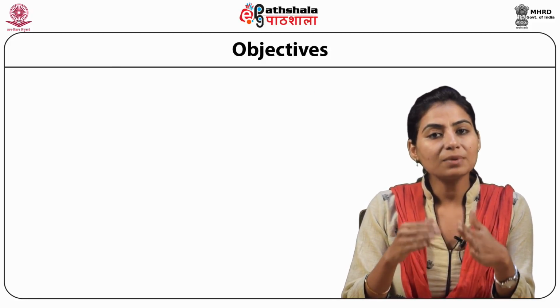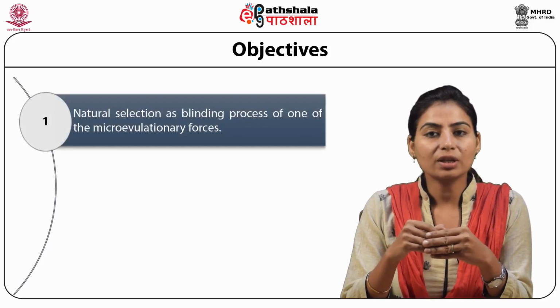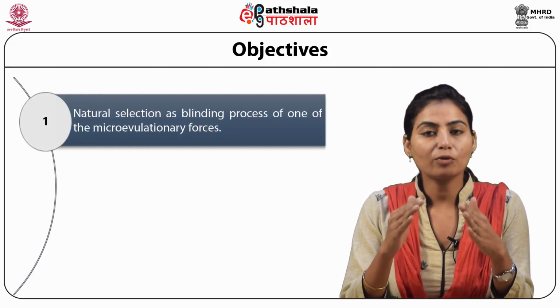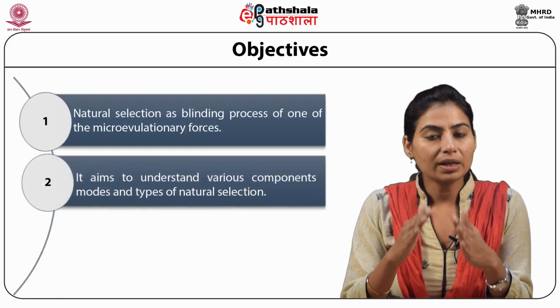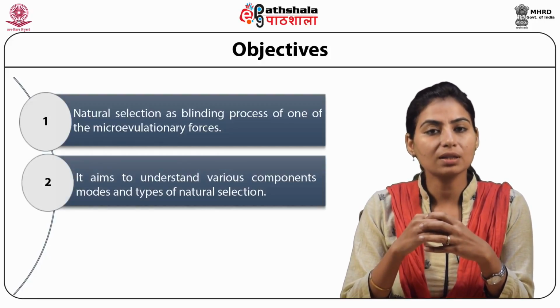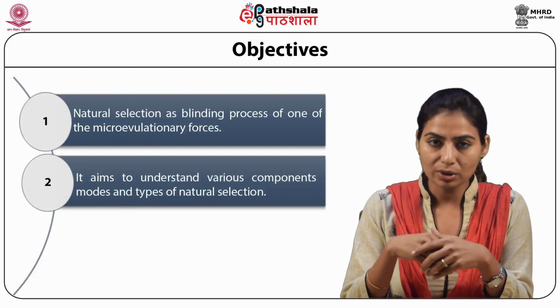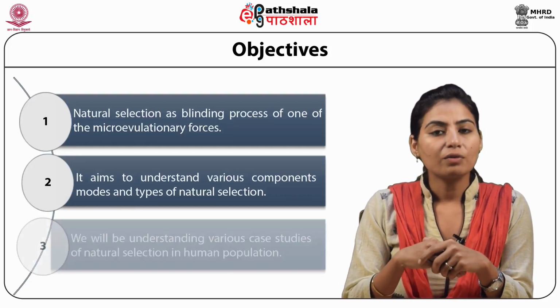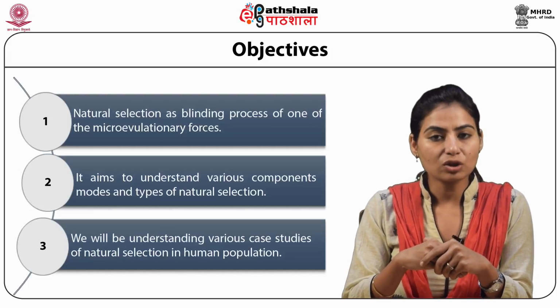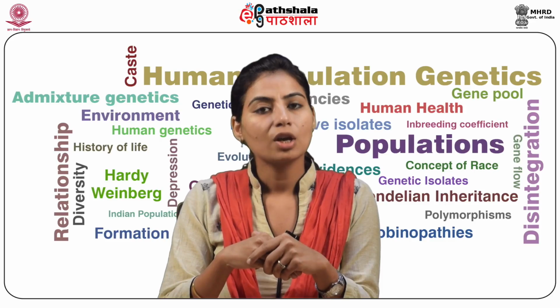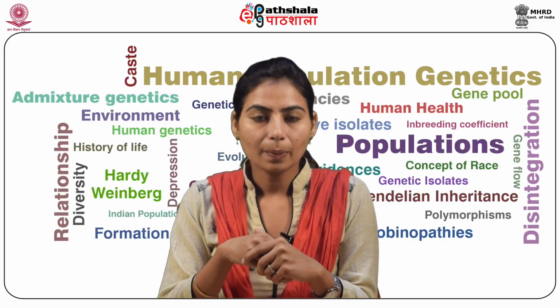This module aims to understand natural selection as a blinding process of one of the microevolutionary forces. It aims to understand various components, modes, and types of natural selection. We will be understanding various case studies of natural selection in human population. So let's begin this module.